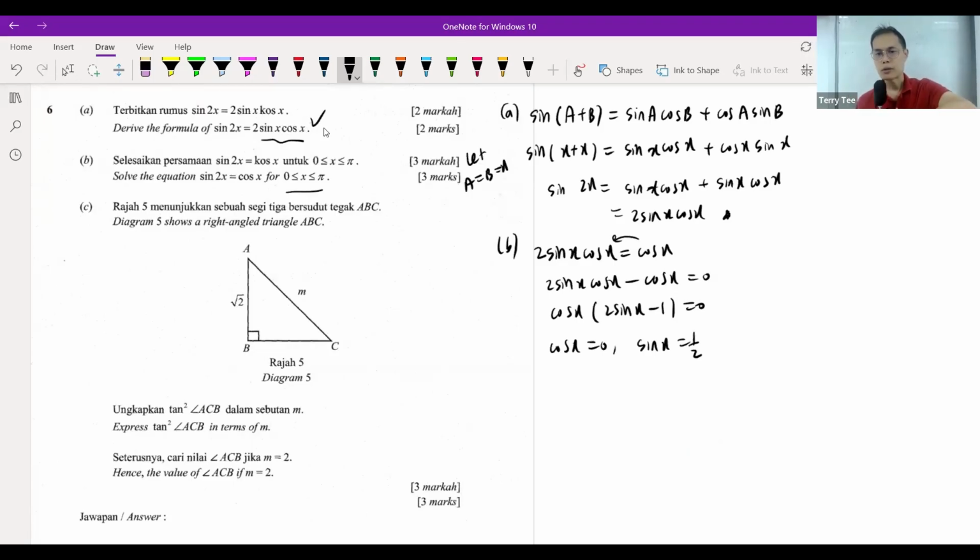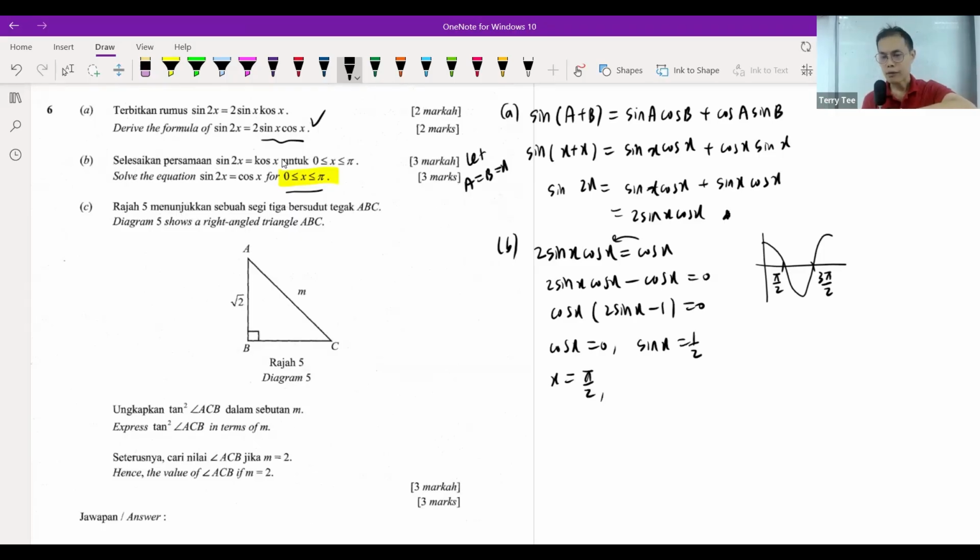So the moment you have cos x equals 0, for me, I'll use the graph. The easiest way is to use a graph. The graph of cos looks like this. It is 0 at 90 degrees or pi over 2, and 270 degrees or 3 pi over 2. But we have to ignore 3 pi over 2 because we want your x value to be within 0 to pi. So we just take one answer, x equals to pi over 2.